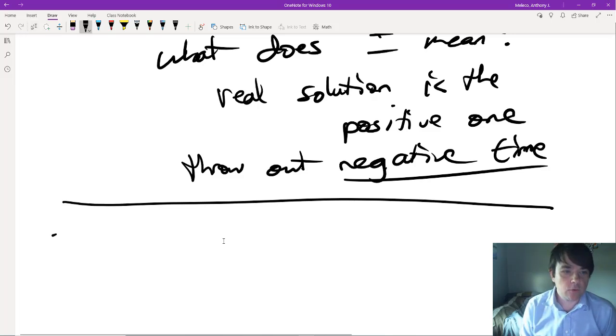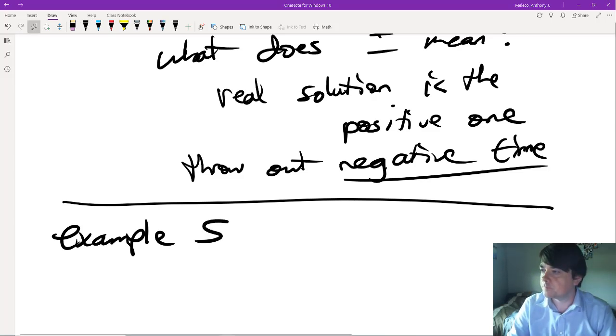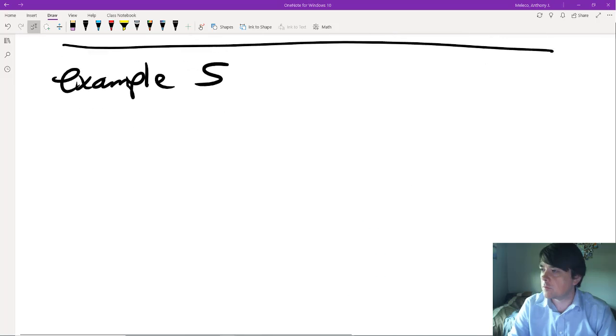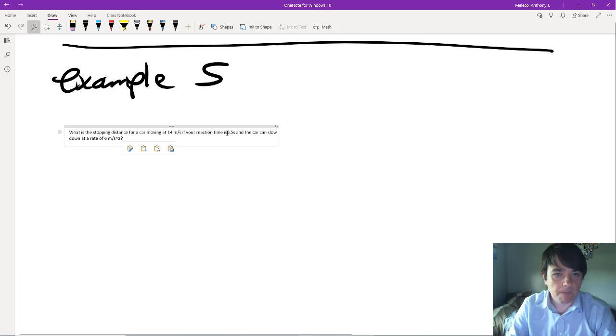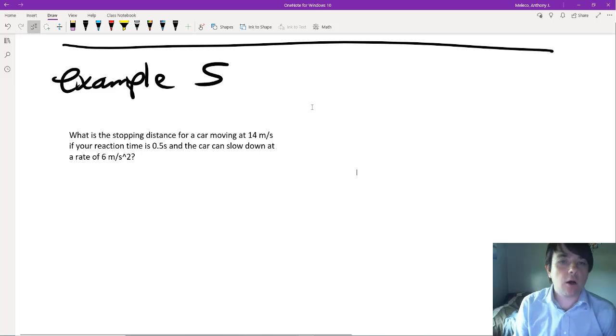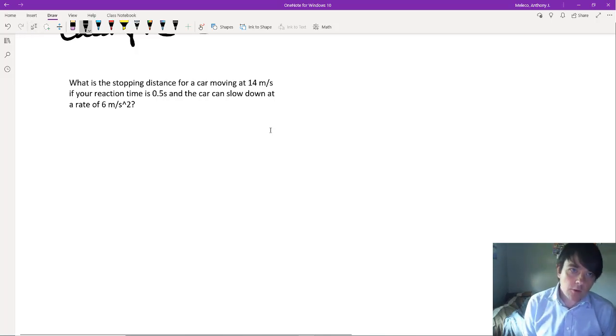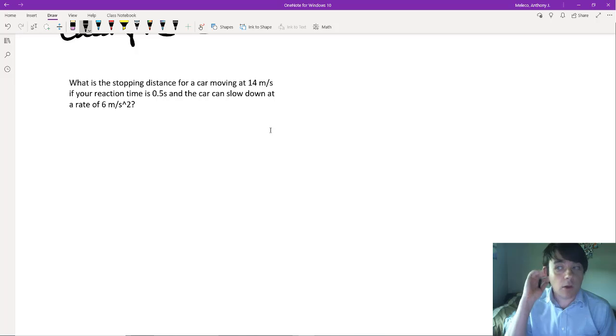Let's go ahead and do example 5. So, what is the stopping distance for a car moving at 14 meters per second if your reaction time is 0.5 seconds and the car can slow down at a rate of 6 meters per second squared? Okay. So this problem is more complicated again than any other problem. Let me show you why.